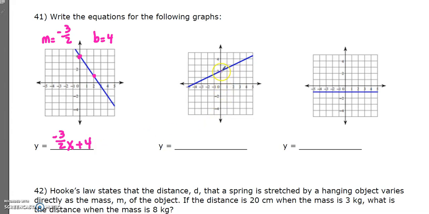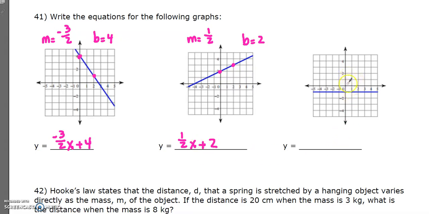Okay, my next one, I am crossing at my y-axis at 2. And then my slope, if I go to my next point, it looks like it might be here. So I'm going to go up 1 and then over 2. So a +1 over +2. So it'll be y equals 1/2 x plus 2.